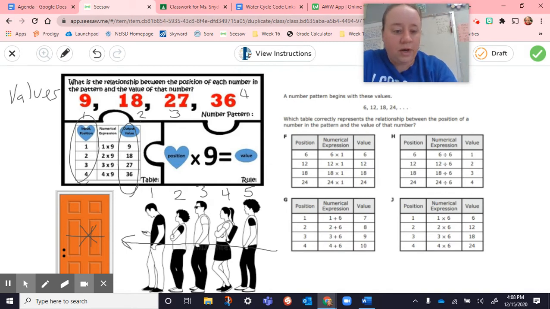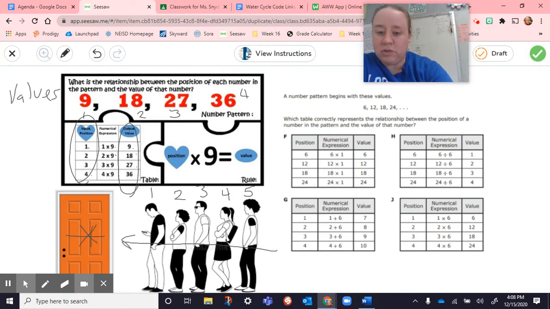Now, what we're going to do in the middle here is that rule. Just like with the input-output, we look for that rule. So we're going to take our position, and this time we're multiplying it by 9, and that gives us our value of 9. Then we look at the second position and multiply that by 9. That gives us 18. Look at our third position. Multiply that by 9. That gives us 27. Fourth position, multiply it by 9, and that gives us 36. So input is that position number, and then that output is that value.